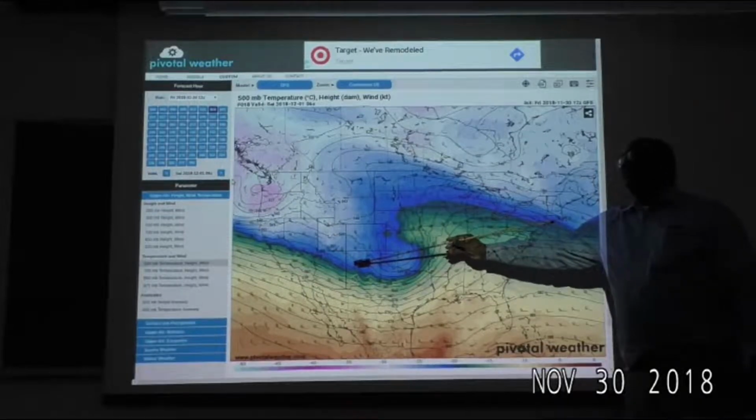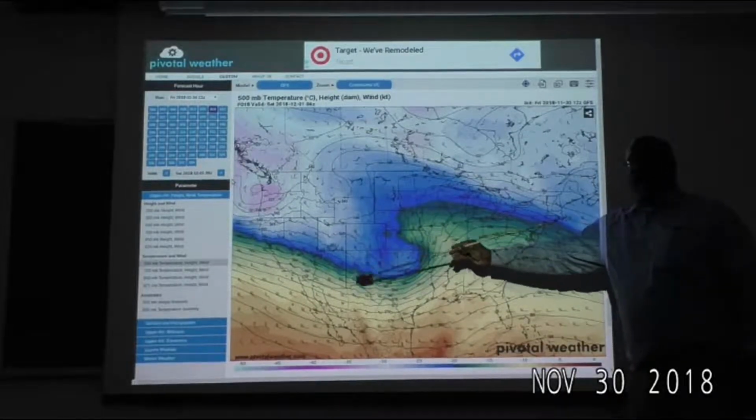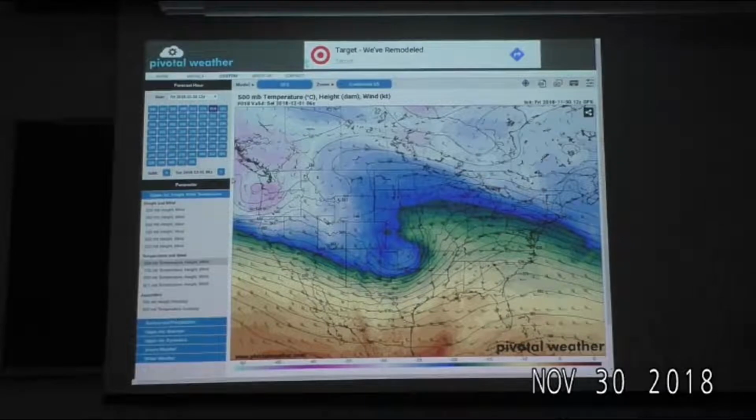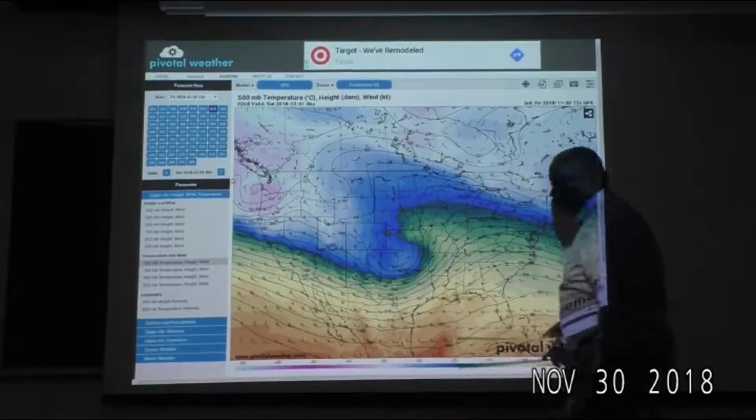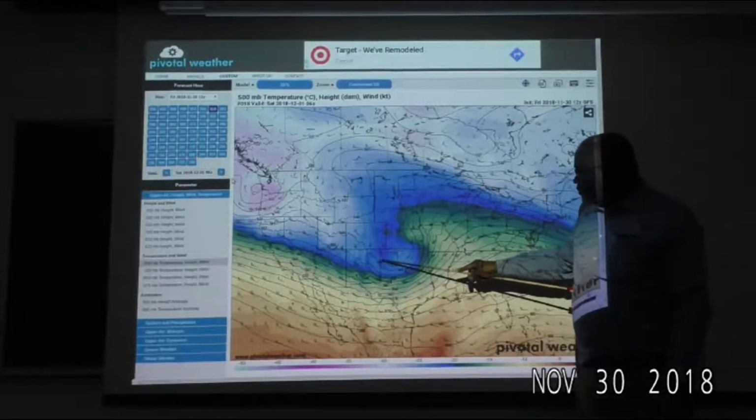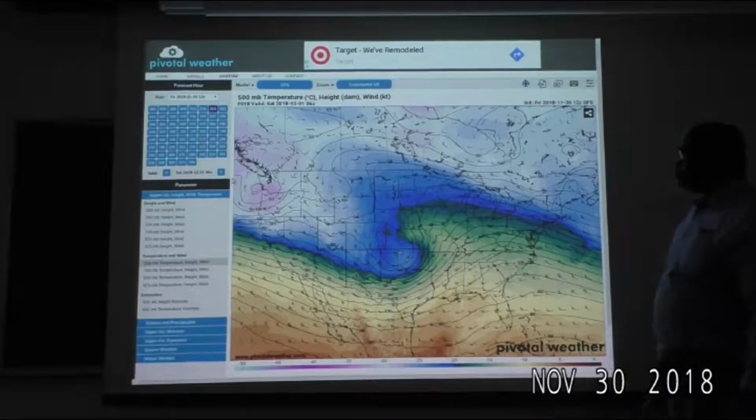Right, but it would then seem like the cold advection is out ahead of that trough. Because this is where the cold air is right now. The cold advection was from the north to the south over the panhandle, over the northern panhandle right there. So that's where it was at that other time.